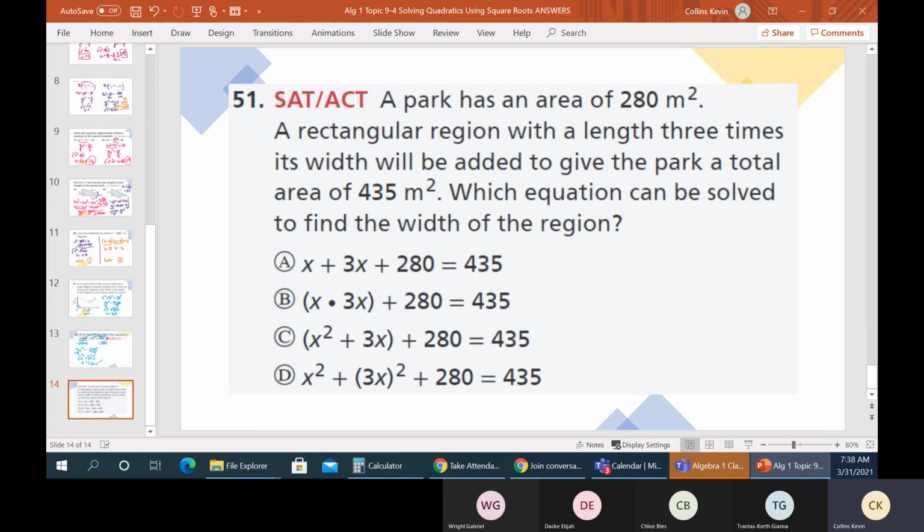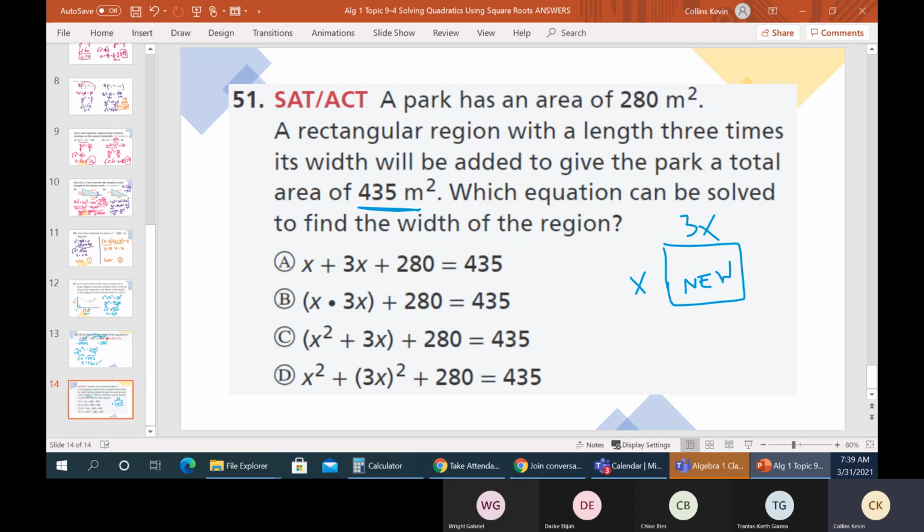Okay. So first things first, it says that we've got a new section where the length is 3 times the width. So here's the new section, right? So there's the new stuff. So the length is 3 times the width. So we'll call this the width. We'll call this the length. Right? Okay. And it says when we add that, that's going to make our grand total 435.